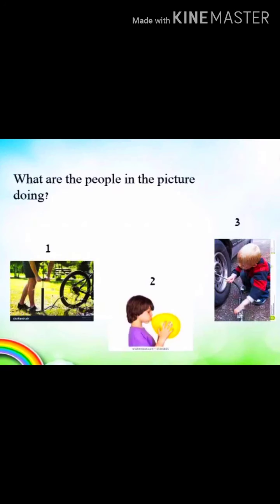What are the people in the pictures doing? In the first picture, can you see the man filling air in his cycle tire, right? In the second picture, what do you see, students? Yes, we can see the boy blowing air in the balloon, and in the third picture, the boy is filling air in the car tire. Okay, students, let's do some activity.